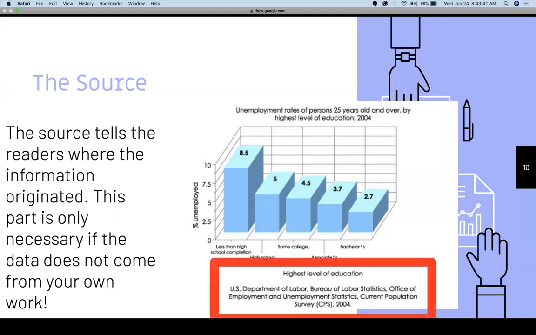which is what I did, which is what this chart did. The highest level of education. This came from the U.S. Department of Labor, Bureau of Labor Statistics, Office of Employment and Unemployment Statistics, Current Population Survey, CPS 2004. Right. I did not come up with this data points on my own. I took it from some other place. If I take it from some other place, I just have to cite it, right? You've probably already learned that with plagiarism, and it's the same idea with charts and graphs. We can't plagiarize, so we just need to give credit where credit is due.